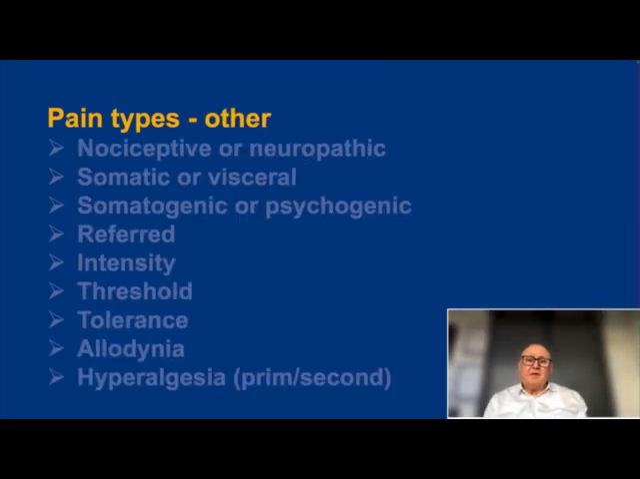Also, knowing the type of pain is important to make up a good treatment strategy. The pain type can be nociceptive or can be neuropathic, can be somatic or visceral, somatogenic or psychogenic, can be referred pain. Also, the intensity of the pain can be important and can be measured in a scale. The threshold of the pain is important, as well as the pain tolerance of the patient. There can be allodynia, and there can also be hyperalgesia, primary or secondary hyperalgesia.